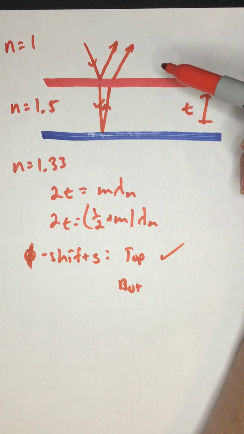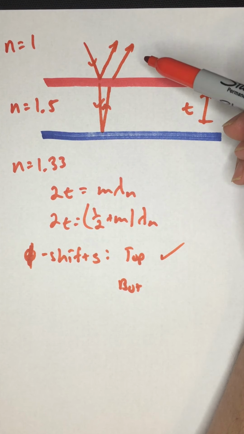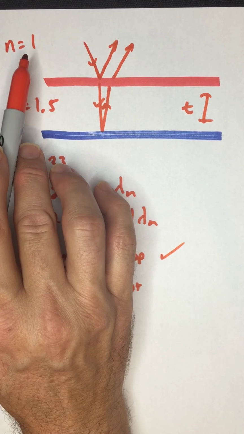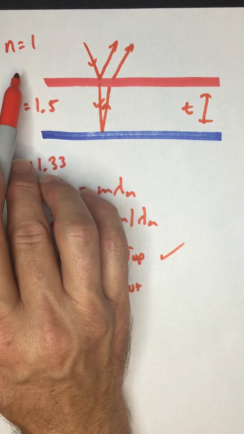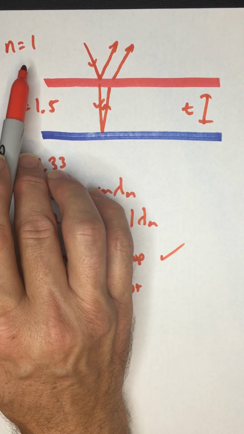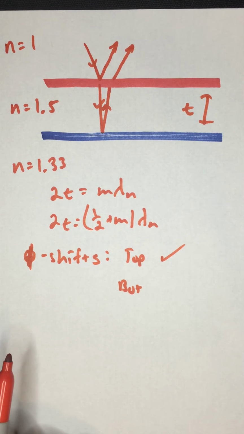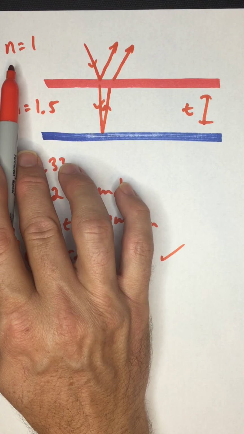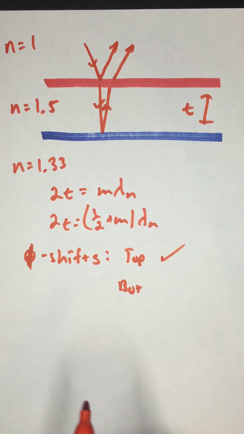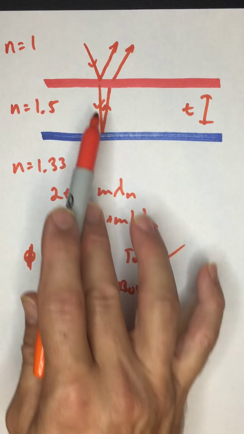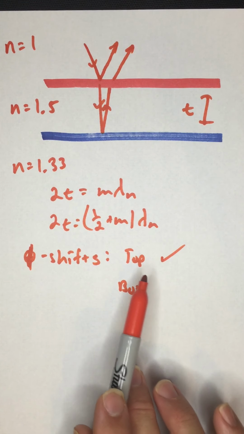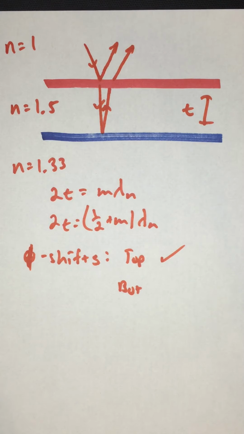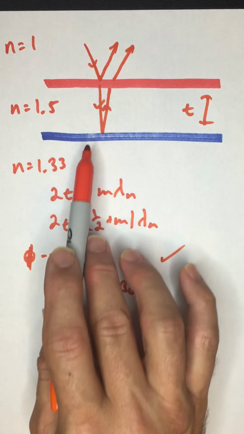Notice this is always going to happen when I'm incident from air onto anything because air has an index of refraction of 1. That's the fastest light's ever going to go. Of course, that's an approximation, but it's a really good approximation. The speed of light in vacuum and in air is about the same, so we just say that the index of refraction of air and of vacuum is 1. So light's going to slow down in the oil, so I get a phase shift at the top. Bigger index of refraction here than here. Okay, fair enough. Now, travel on down.